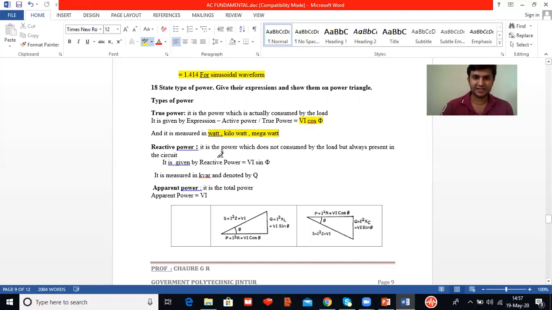Second is the reactive power. This reactive power is the product of RMS voltage and current and the sine of the phase angle between voltage and current. It is measured in kVAR and denoted by capital Q. Apparent power is the total power. It is defined as the product of RMS voltage and RMS current. Then the power triangle. The power triangle is a right angle triangle in which the base is represented by active power, the height is represented by reactive power, and the hypotenuse is represented by the apparent power.